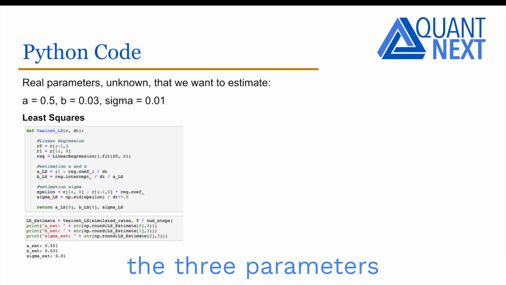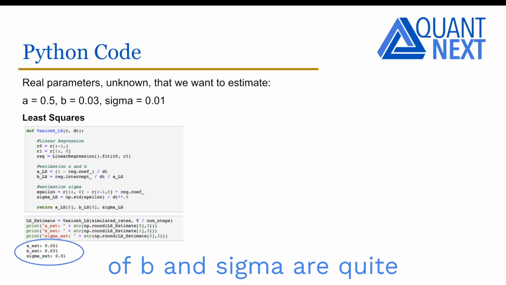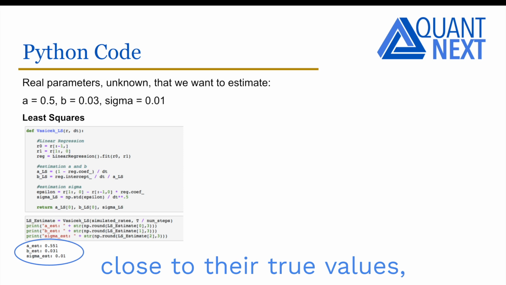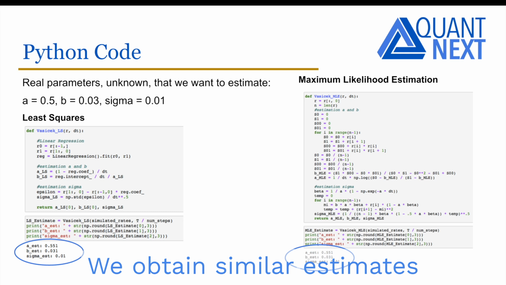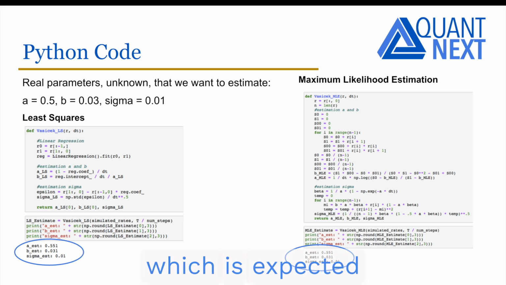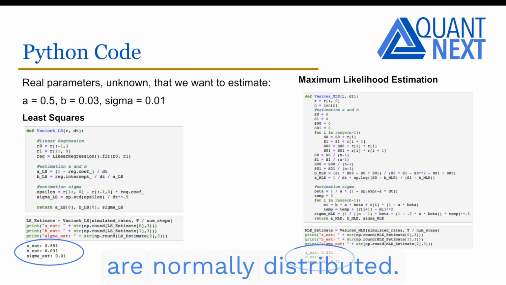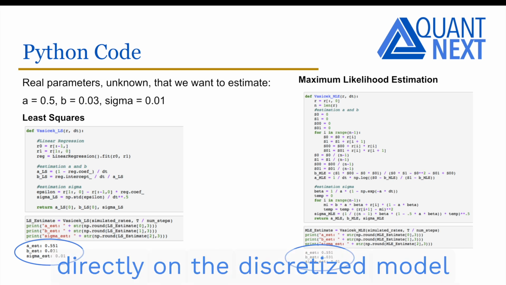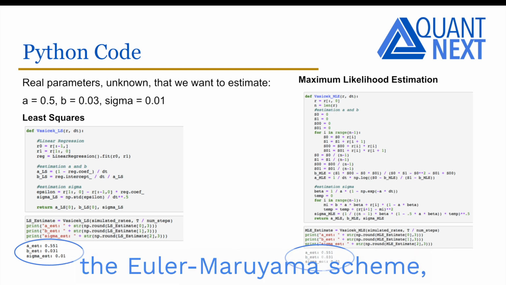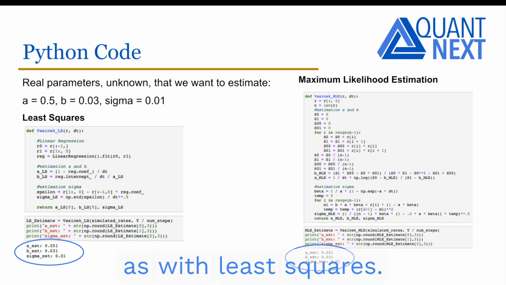First, we estimate the three parameters with least squares. We see that the estimates of B and sigma are quite close to their true values, while the estimation error for parameter A is a bit larger. We obtain similar estimates with maximum likelihood, which is expected since the two methods are equivalent when the model errors are normally distributed. Therefore, if we had computed the maximum likelihood estimator directly on the discretized model obtained via the Euler-Maruyama scheme, we would have obtained exactly the same estimates as with least squares.